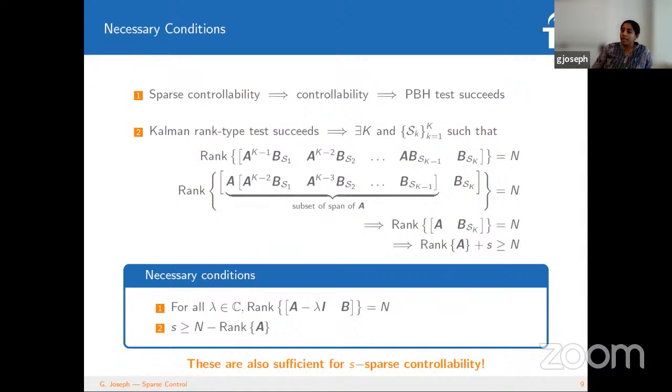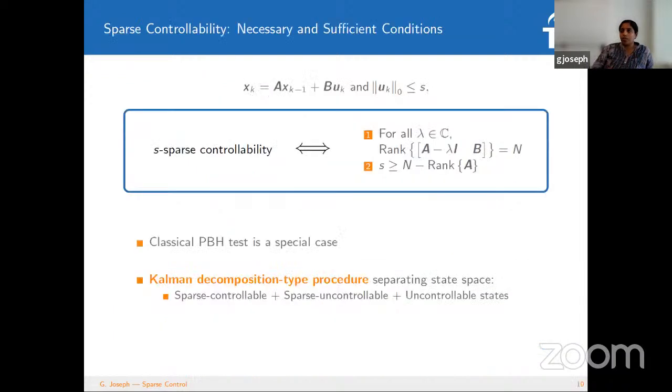Interestingly, it can be shown that these two conditions are sufficient. So a system is said to be sparse controllable if these two conditions are satisfied. So with that, we can have the first result. Sparse controllability without any restriction on the support, if you are allowed to pick any S actuators at every time instant, then the controllability of the linear dynamical system changes as follows.